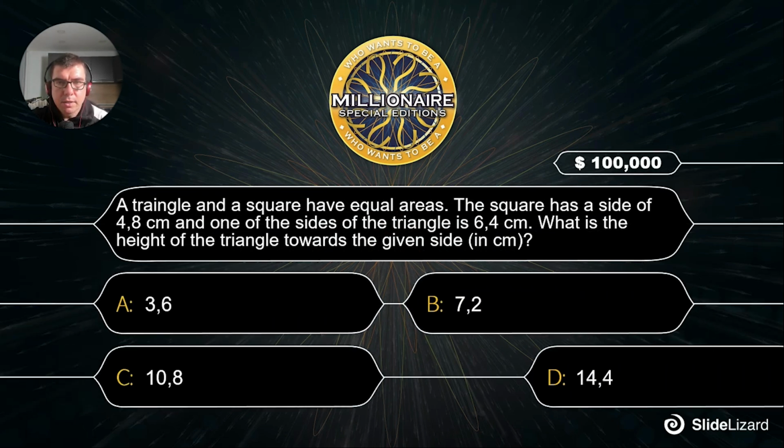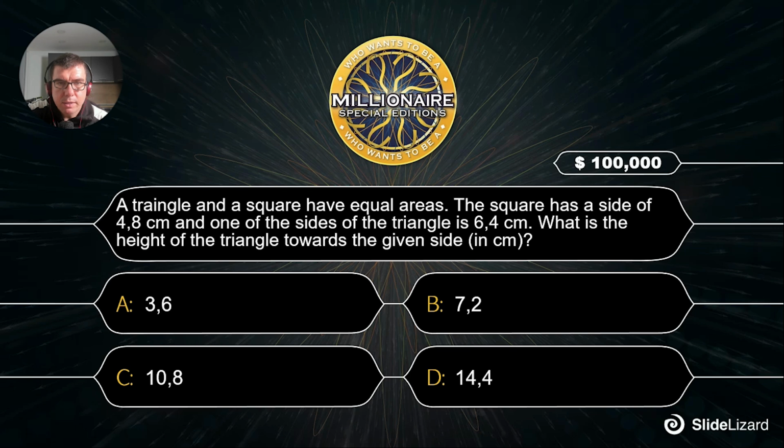A triangle and a square have equal areas. The square has a side of 4.8 and one of the sides of the triangle is 6.4. What is the height of the triangle towards the given side? Think about it and give me the answer.